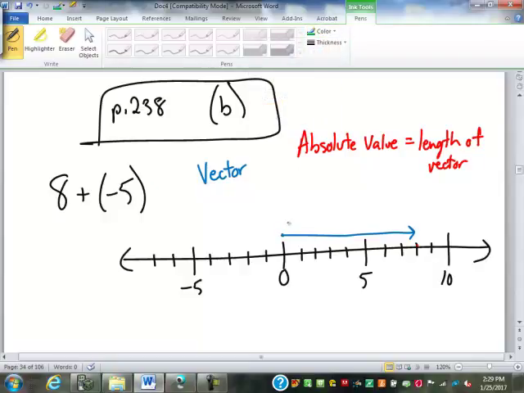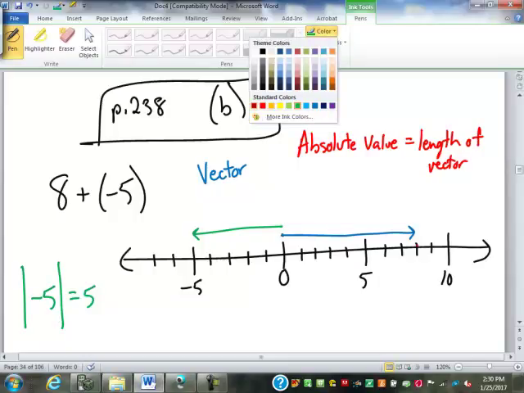The vector for negative 5 would start at 0 and go to negative 5. What's its absolute value? How long is that arrow? How long is that vector? Even though it points the opposite direction, it is still 5 units long. So the symbol for absolute value looks like this. It's just two vertical lines like that. Absolute value of negative 5 is 5. It's 5 units long.